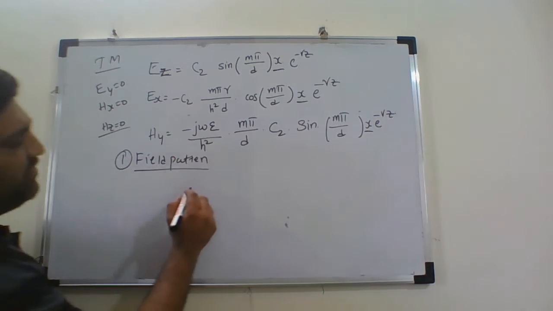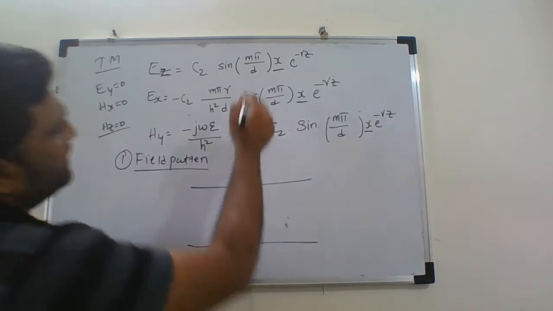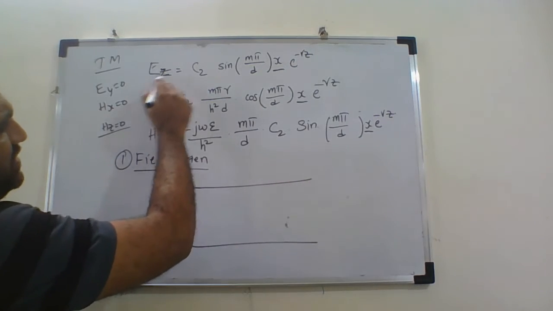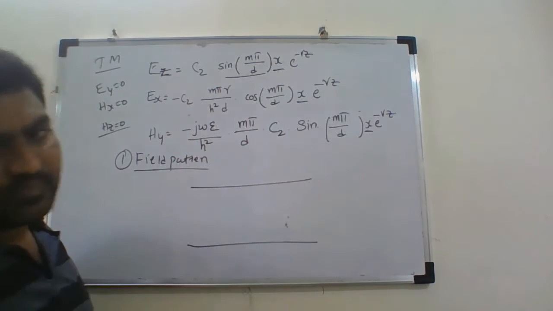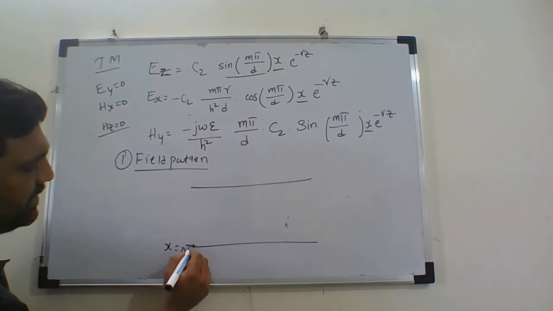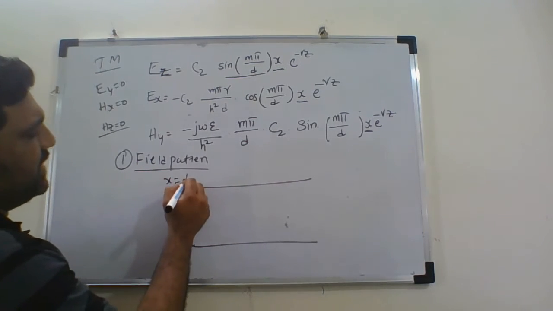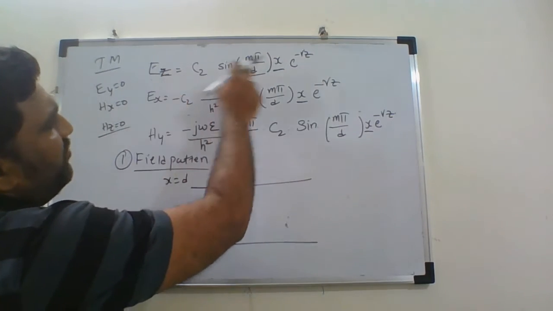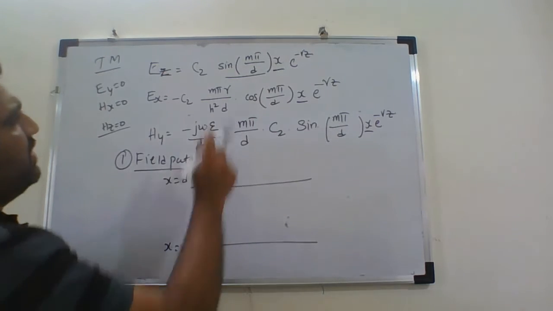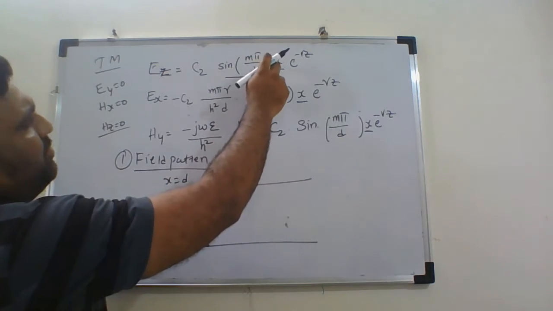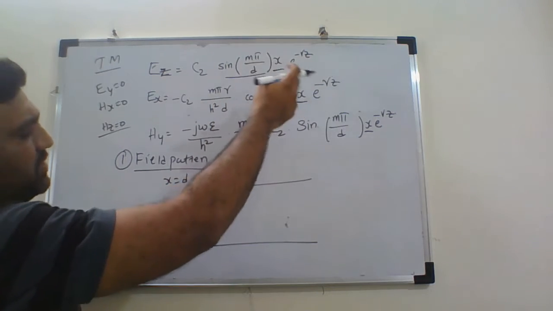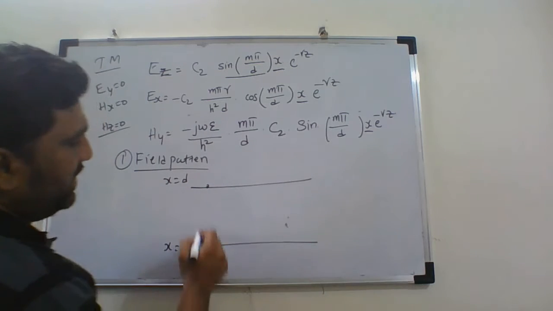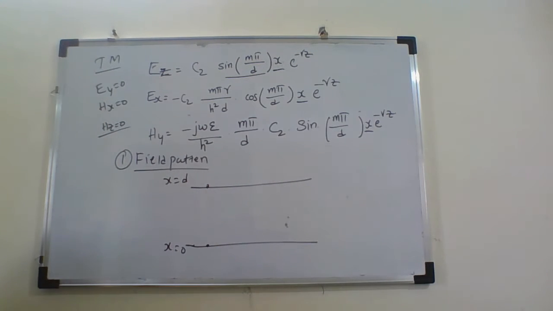Firstly, if I take Ez, as I vary the value of x, the value of Ez varies sinusoidally. Let us assume that this is the conducting plate at x equal to 0 and this is the conducting plate at x equal to d. When I put x equal to 0, the value of Ez becomes 0. When I put x equal to d, Ez also becomes 0 because sine of m pi is always 0. So it is 0 here and 0 here; those are the boundary conditions we have taken.